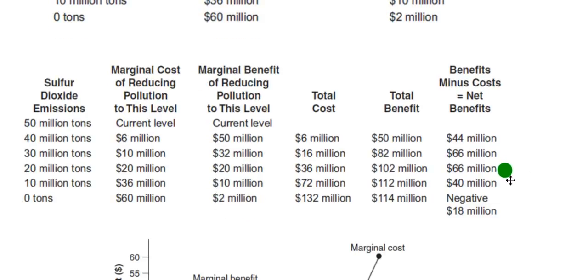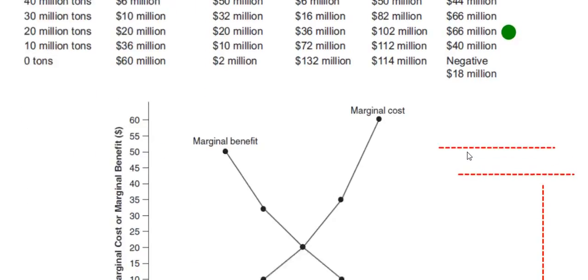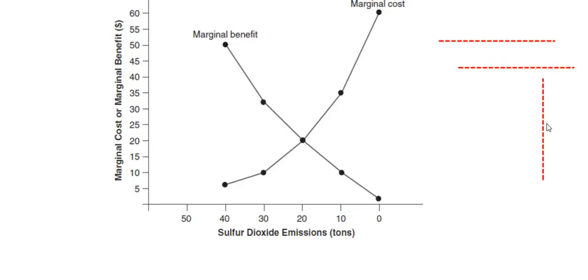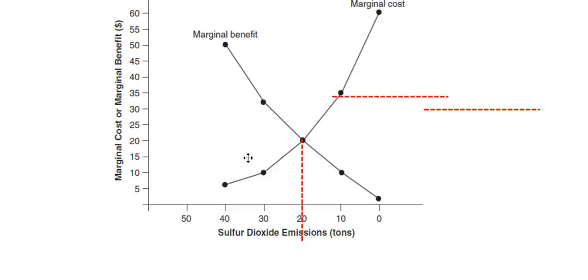Now, you're going to ask, well, what about 30? It's high there too. Well, okay. And why do we choose 20 over 30? Well, the short answer is that's where marginal cost equals marginal benefit. But if we look at our graph again, and we just play that out, when we go to 20 tons of emissions, that's where marginal cost, let me just extend it out, equals marginal benefit. So they're equal.